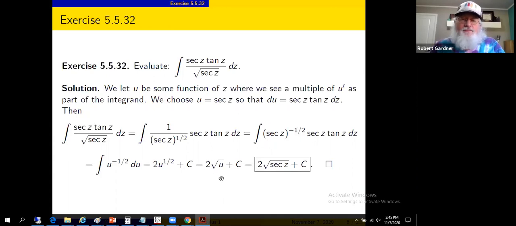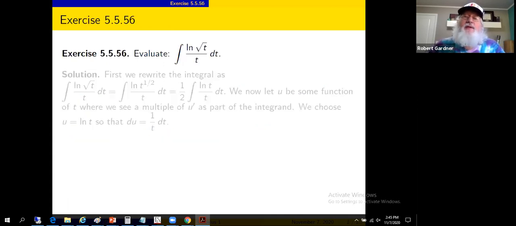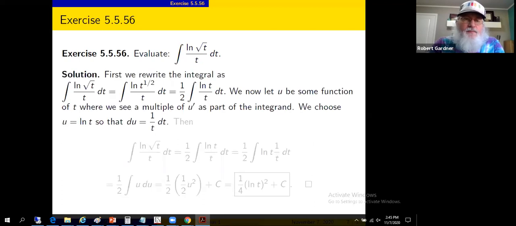It checks. Let's do another one. Same strategy. u is some function of the variable, and du, I see that sitting around elsewhere in the integrand. Let's try this one. All right, any ideas what you're going to let u equal? What's the derivative of the log function? 1 over the function. Okay, so this one's going to need a little manipulation before we can use u substitution.